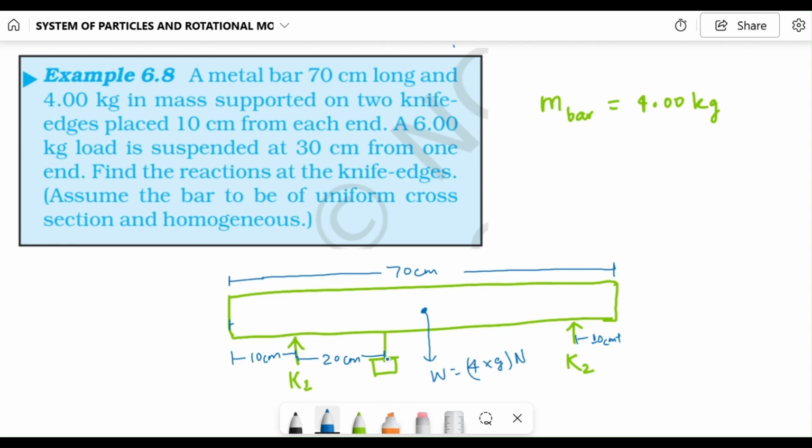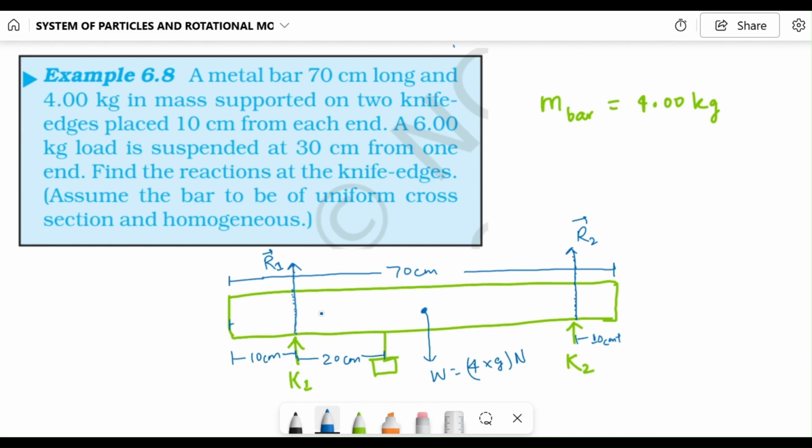And now we have to find out the reactions. So where are these reactions? So one reaction, normal reaction, will be here due to this knife edge K1, and this normal reaction, let's say, is R1 upwards, and another will be here. This will be R2 upwards. Okay. So up to here, all good.